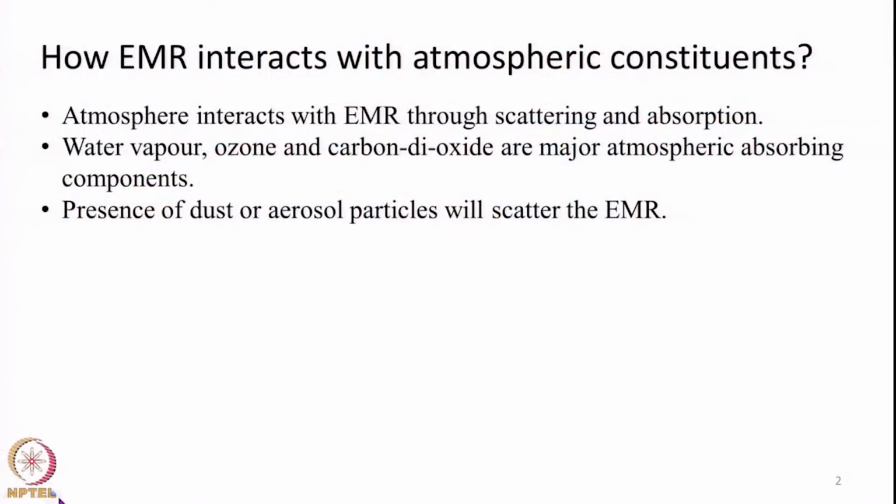So, as I said, the atmosphere will interact with electromagnetic radiation through scattering and absorption. How will scattering occur? Scattering will occur because of the presence of tiny gas molecules or aerosol particles. Aerosol means some sort of dust may be present, like wind blowing and carrying some dust particles, or when people burn stubble, it will create dust. All these things are called aerosols basically.